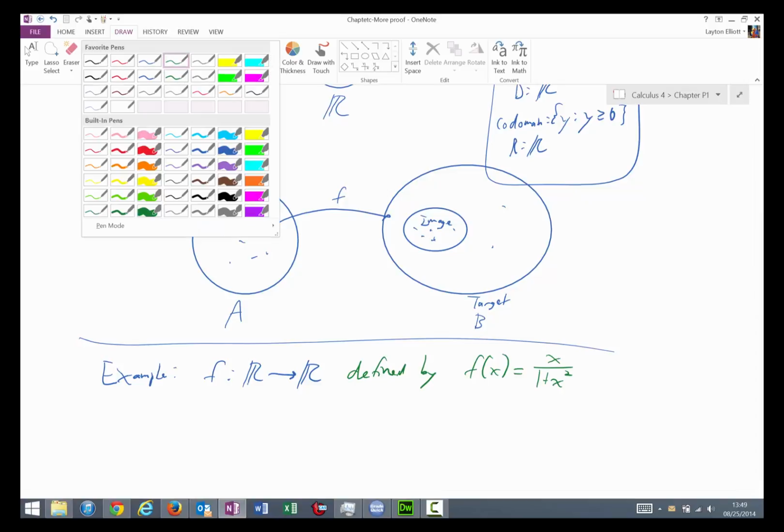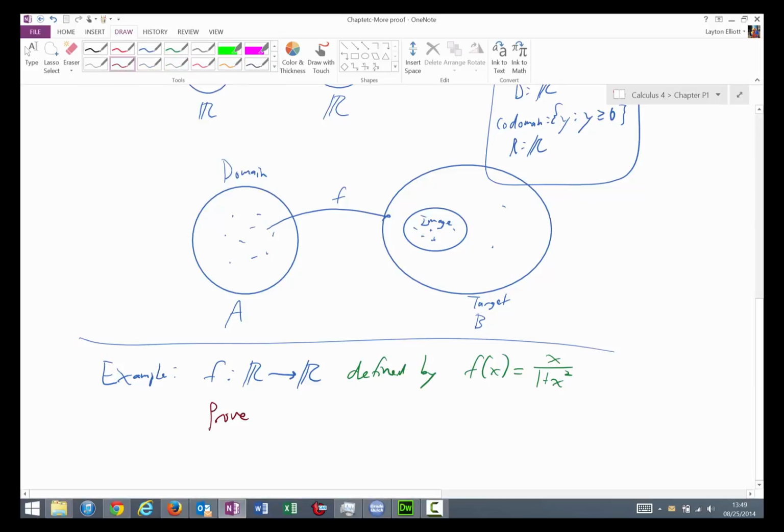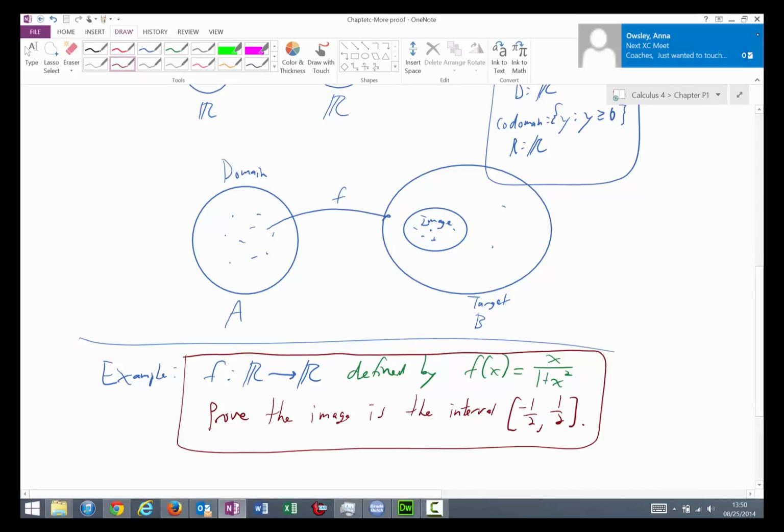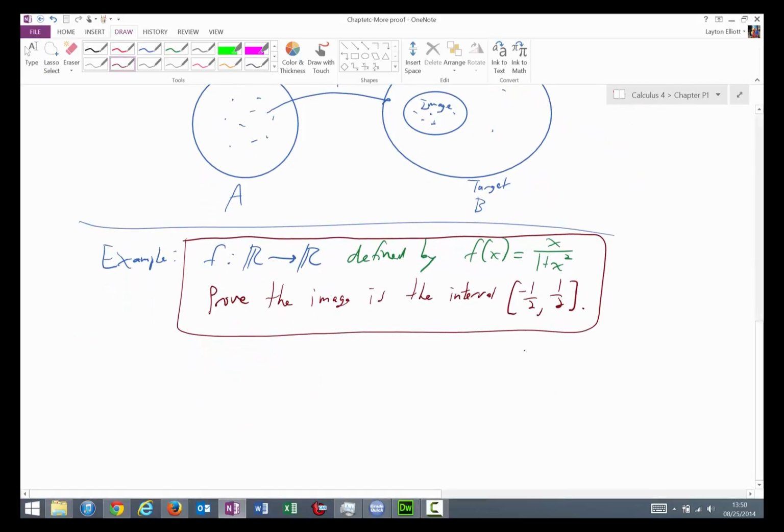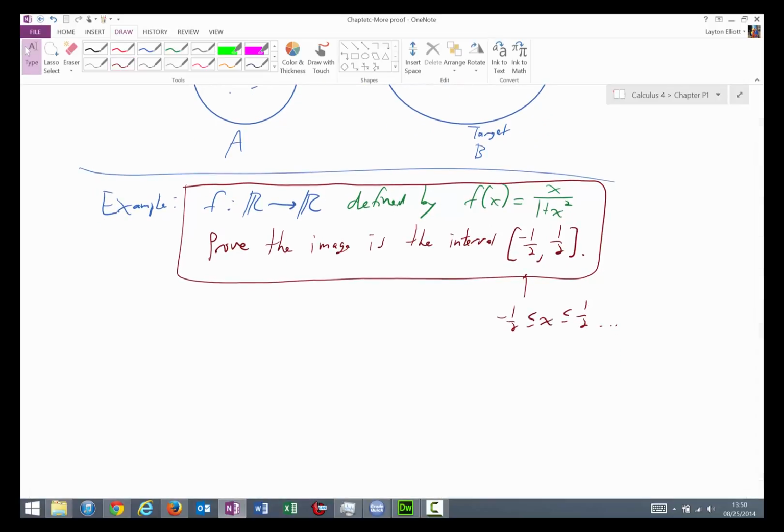And your task is to prove the image is the interval from -1/2 to 1/2 inclusive. I hope all of you are very familiar with set notation versus interval notation, and that this represents -1/2 is less than or equal to x, which is less than or equal to 1/2. So just to gather on that one.